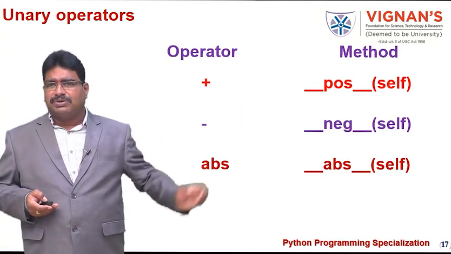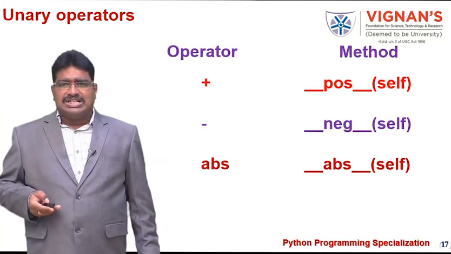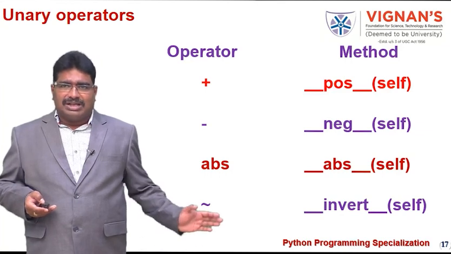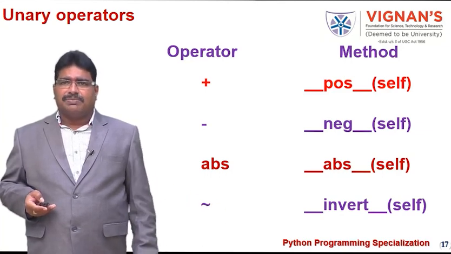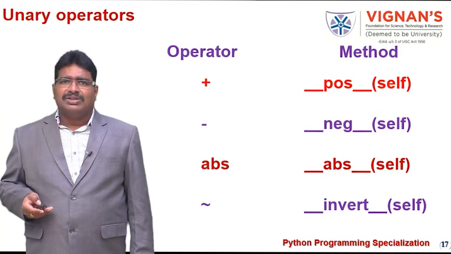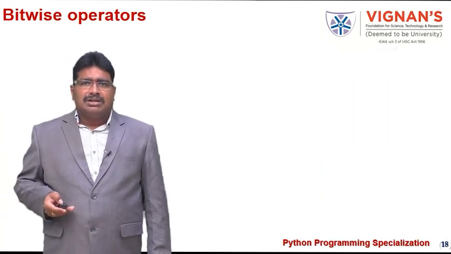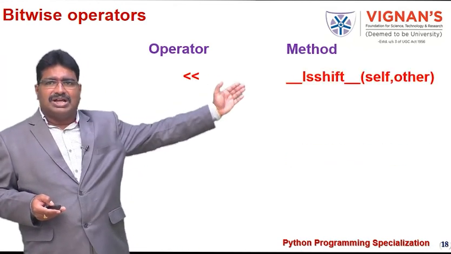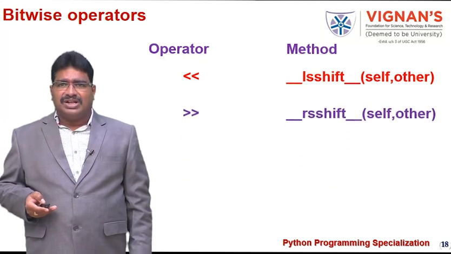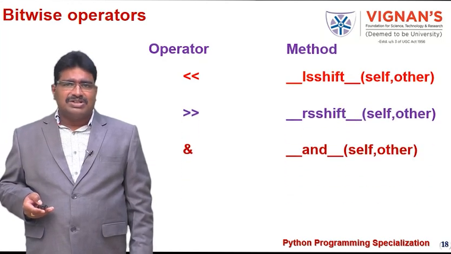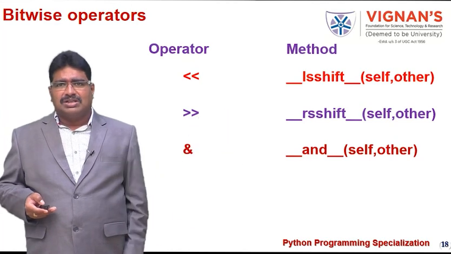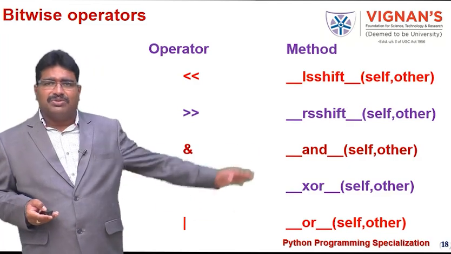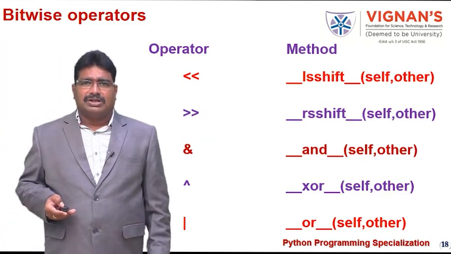For plus we use __pos__, for minus we use __neg__, and similarly for absolute value we use __abs__. For the invert operation, the method name is __invert__. Similarly, it is possible to overload the bitwise operators. For shift left we use __lshift__, for shift right __rshift__, for bitwise AND __and__, for bitwise exclusive OR __xor__, and for bitwise OR we use __or__. In that way we are able to overload the bitwise operators.